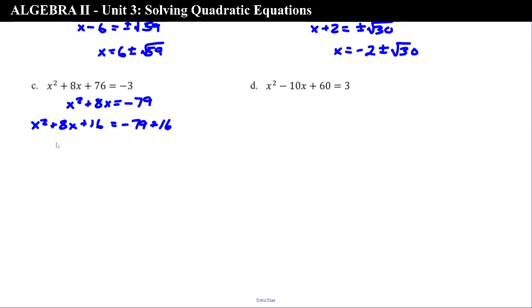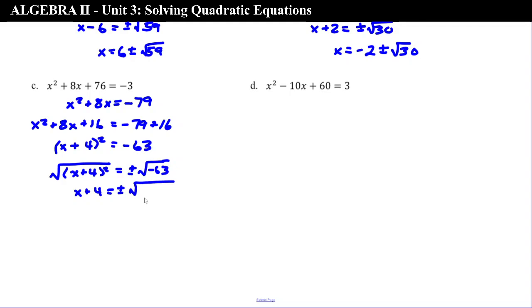And so now we can factor the left-hand side as a perfect square trinomial. The square root of the first, square root of the last, sign of the middle, just like that. And then we've got negative 63. Then we're going to take the square root of both sides. So we got plus or minus square root of negative 63. So that will simplify down. So we've got x plus 4 on the left-hand side. On this side, we can break up 63 as 9 times 7, and then multiply it by our square root of negative 1. And then we get our whole answer pulled together. Negative 4 plus or minus 3i square root of 7.